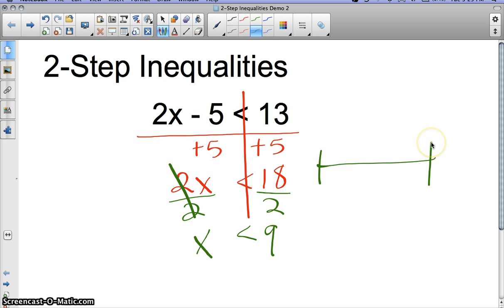Slap it on our graph. Put a hash in the middle. The number we care about. Circle it. Open or closed? We got to make sure it's open because it is not equal to. That does not make a true statement. If we plug 9 in, 9 is not less than 9.